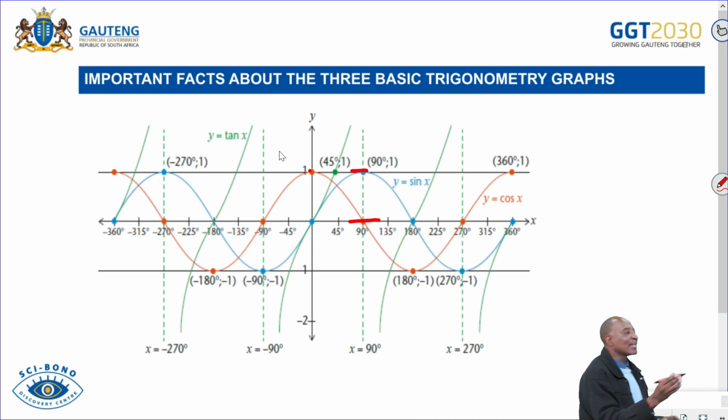So at the end of the day, these are the waves that we are going to see for the cosine graph, green graph, and the sine graph, blue, and then the cosine, orange.